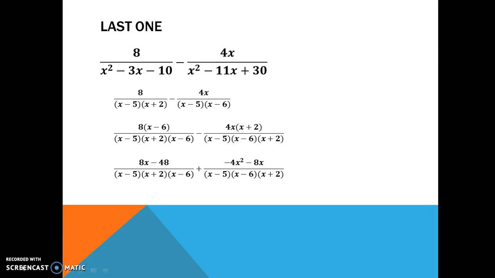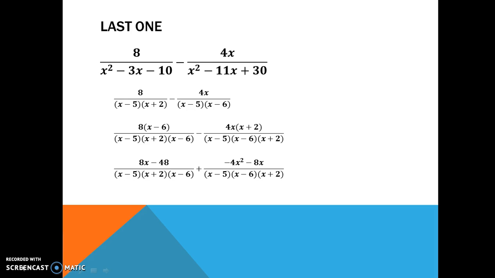And in this one, I actually went ahead and distributed the negative when I distributed the 4x. So 8 times x is 8x. 8 times negative 6 is negative 48. Negative 4x times x is negative 4x squared. Negative 4x times 2 is negative 8x. My denominators are still matching. They're going to come over to be in my final answer.